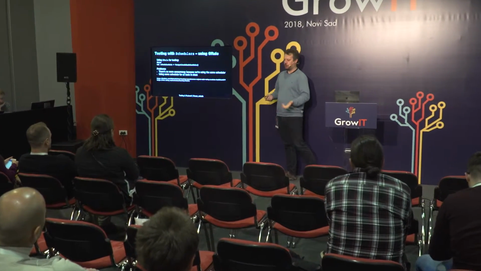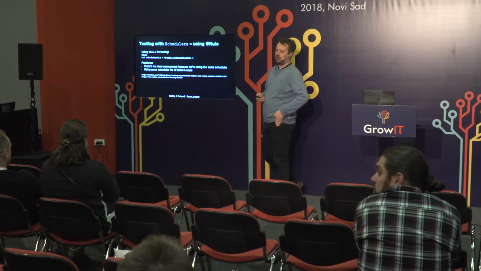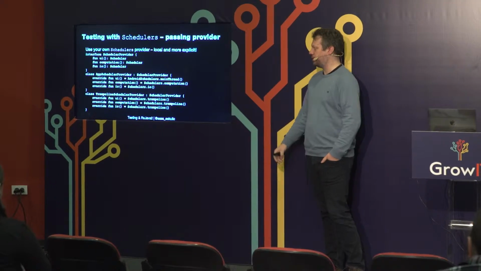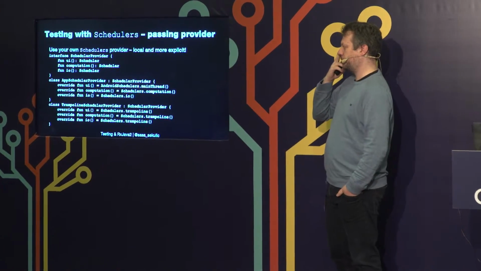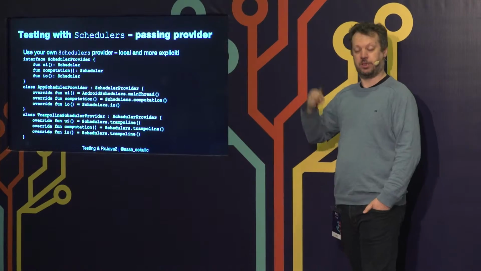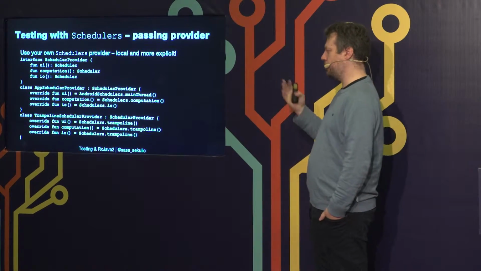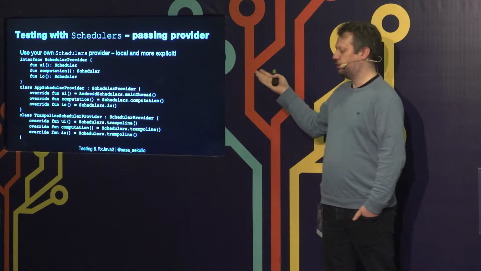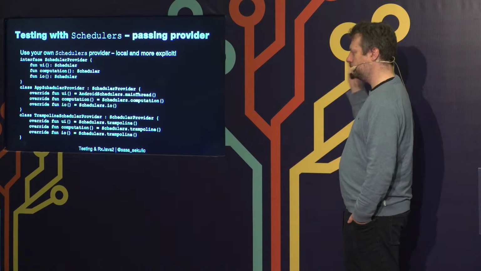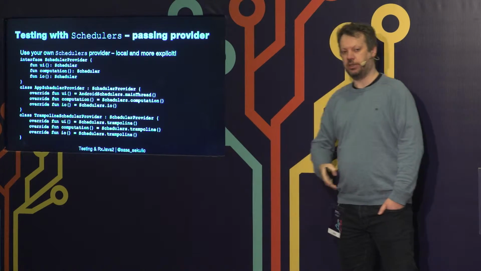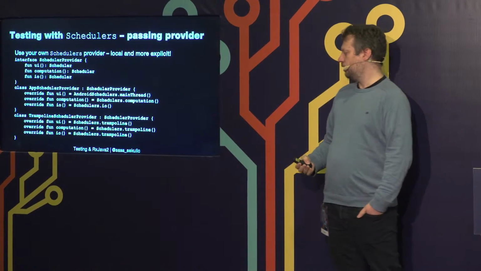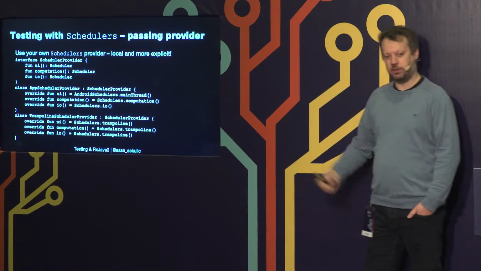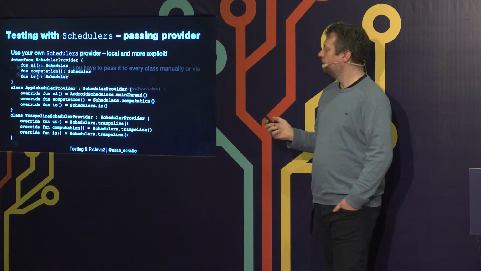But for us, the only long-term viable strategy was actually to pass a schedulers provider. So in every class I'm going to pass a scheduler provider, and then I'm going to ask it for certain schedulers, like the UI or computation or IO. Then in the application, you will have the regular schedulers, like the main thread and the real computation and real IO, whereas in certain tests you might have a trampoline scheduler provider, and then you would just send everything to trampoline.